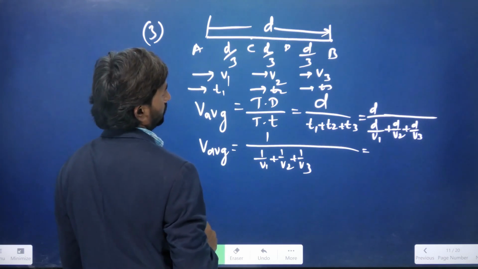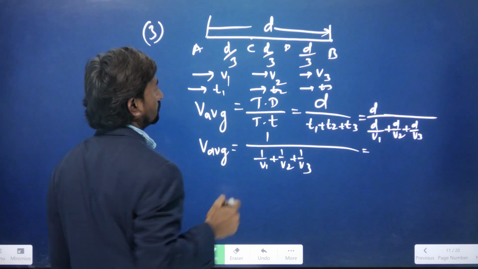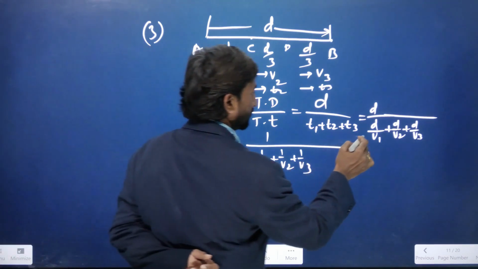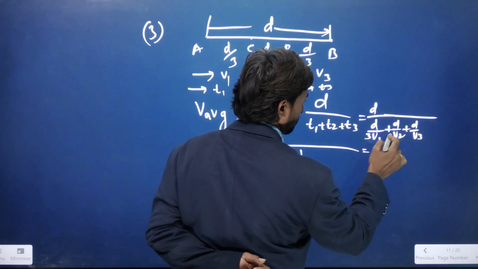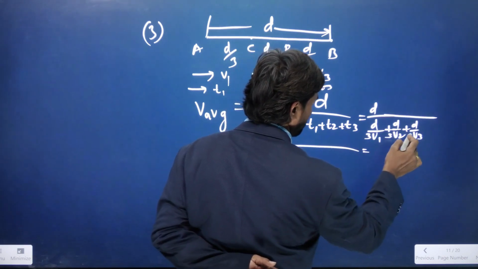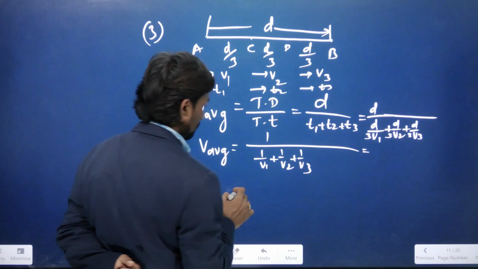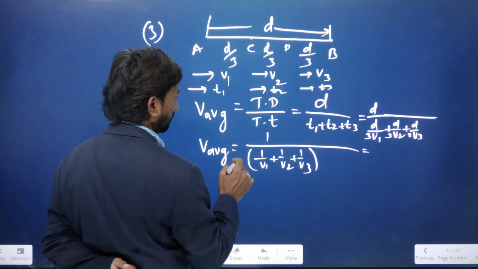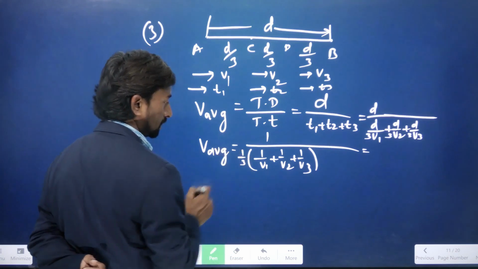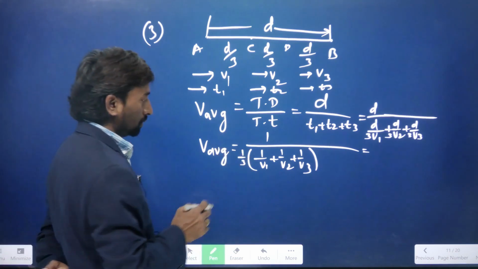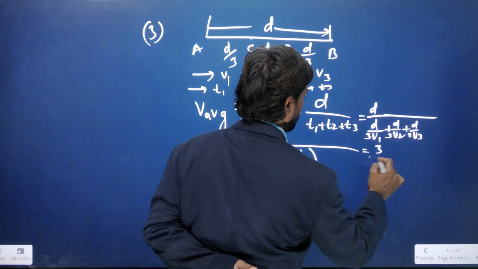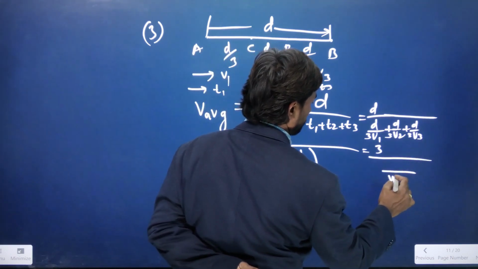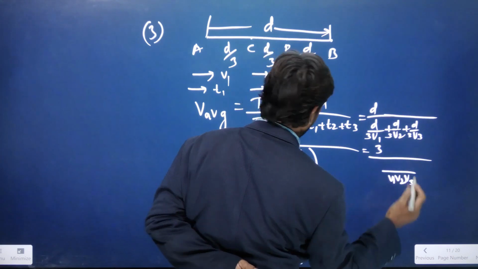Here actually it is D by 3, no? T1 will be D by 3 V1, D by 3 V2, D by 3 V3. So we take D by 3 common, and D gets cancelled, 1 by 3 remains. Now this 3 goes to the numerator. If you take the LCM here, what LCM do we get? V1, V2, V3.